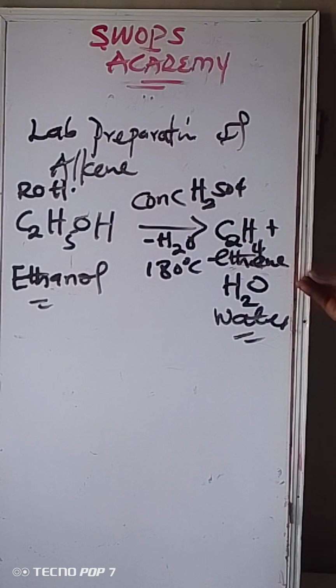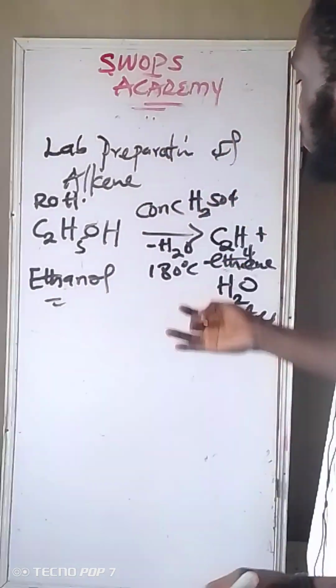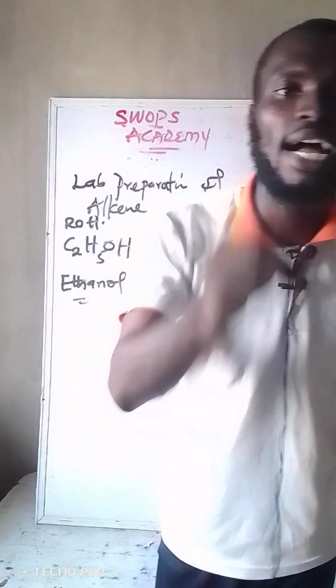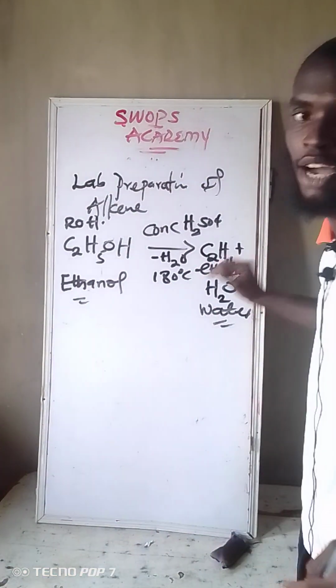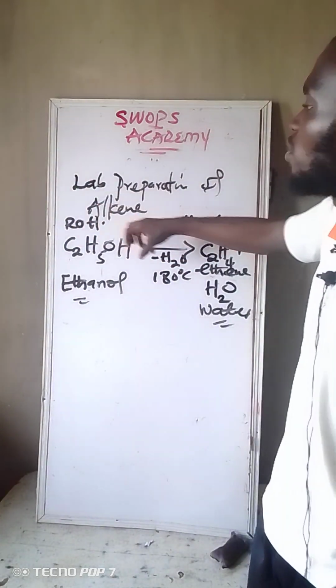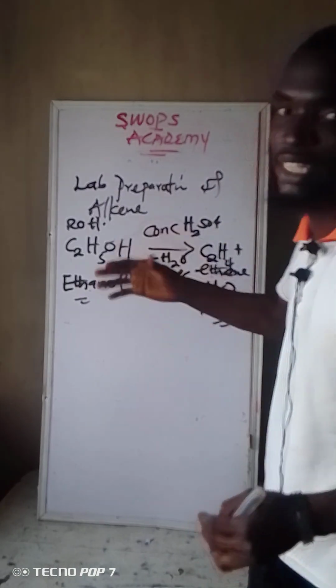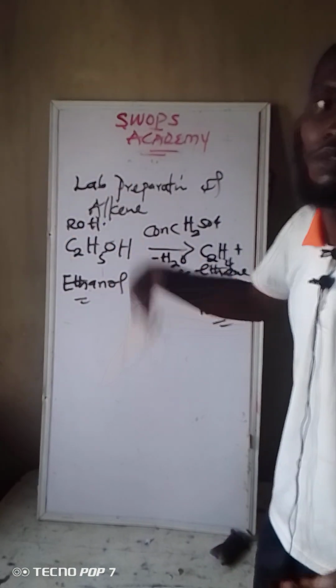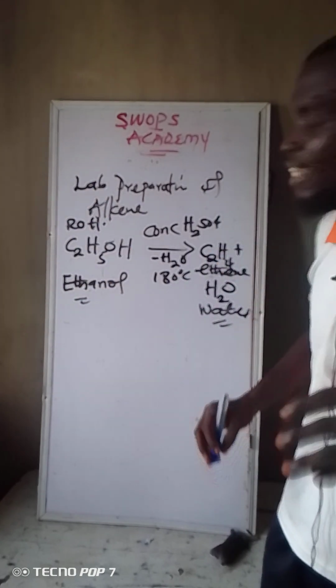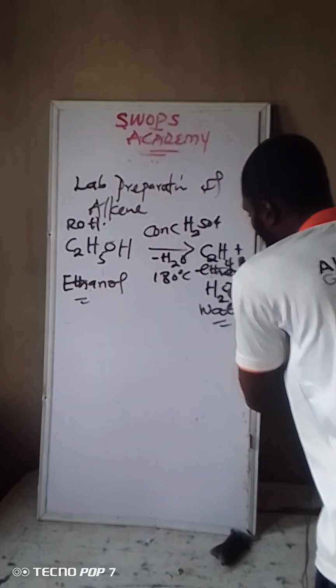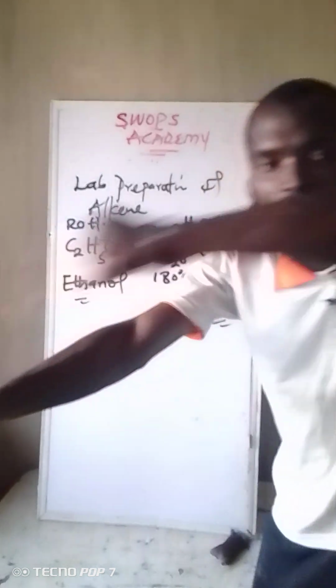Are we together? So they can ask you another last question: what forms only 2 products? The 2 products are ENE and water. That means alkenes and water. It is the laboratory preparation of alkenes. And another thing: what forms ethene and water as a result of dehydrating what?